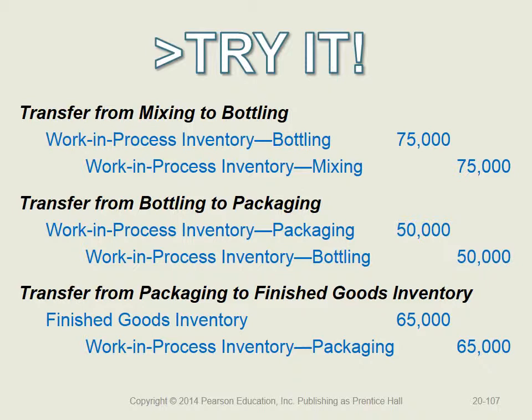So, for the transfer from mixing to bottling, we've got a debit to work in process bottling and a credit to work in process mixing, both of $75,000. From bottling to packaging, we have a debit for work in process packaging and a credit of $50,000 for work in process bottling. And finally, from packaging to finished goods inventory, we have a debit of $65,000 to finished goods and a credit of $65,000 to work in process packaging. This shows the cost flows from mixing to finally finished goods inventory.